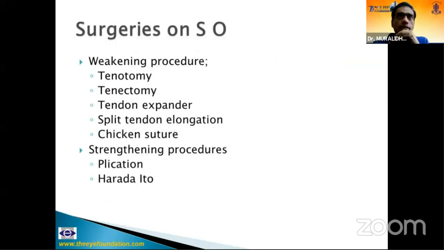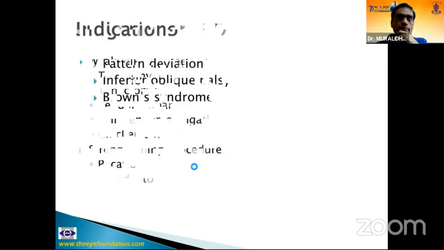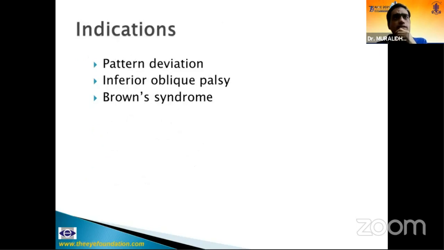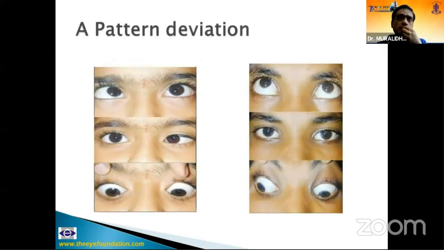So we move on to weakening procedures on the superior oblique. You can have tenotomy or tenectomies and tendon expanders and so on and so forth. And of course, you have a number of strengthening procedures as well. The indications are pattern deviation, superior oblique palsy, a very, very rare condition, and Brown syndrome. It's a very important condition.